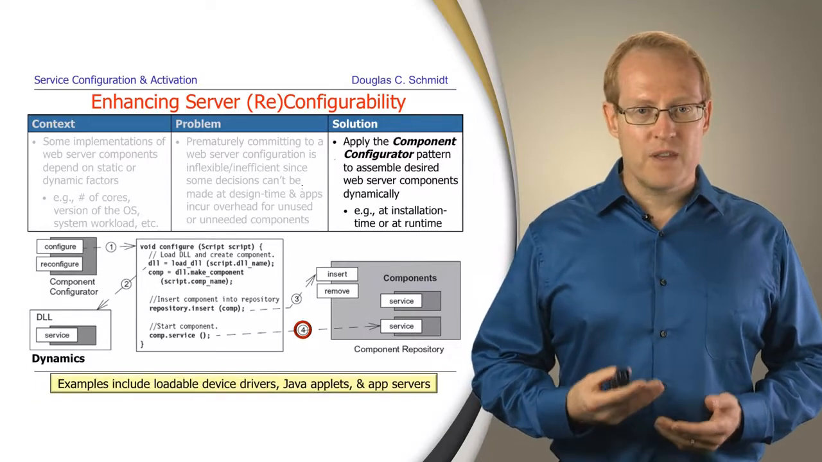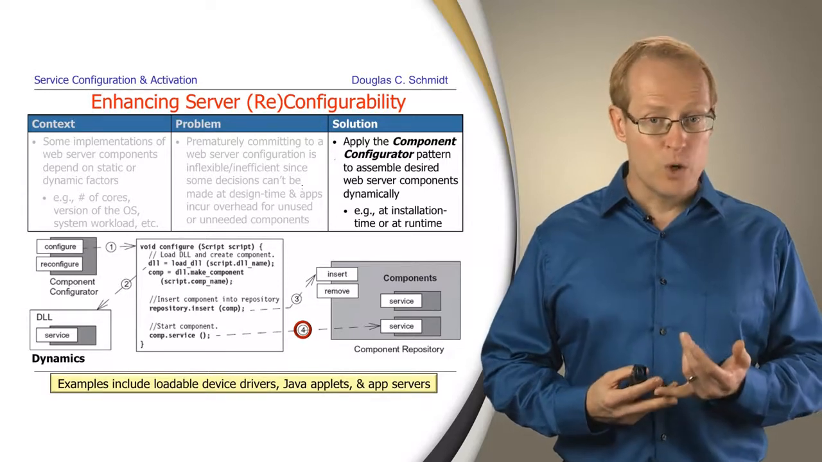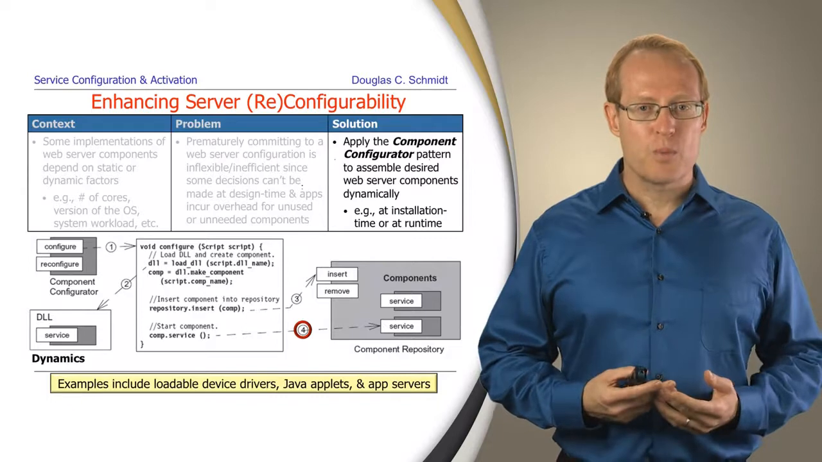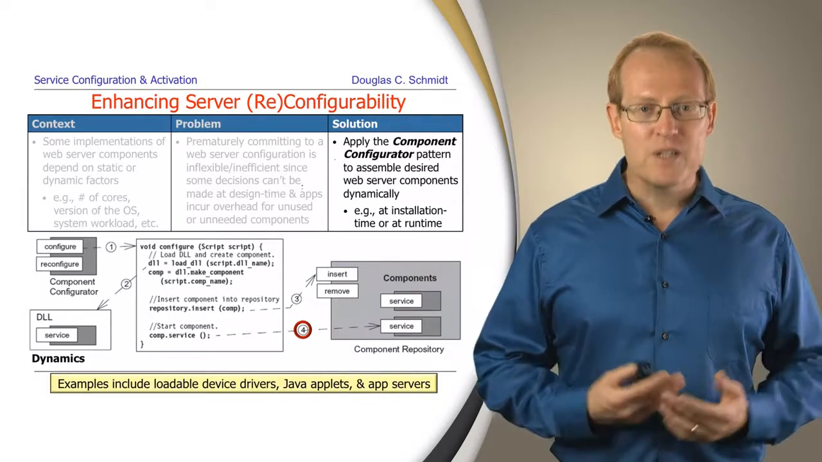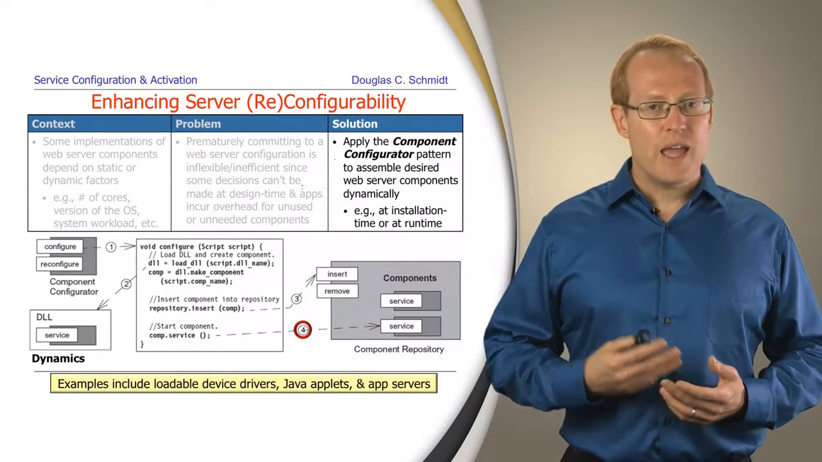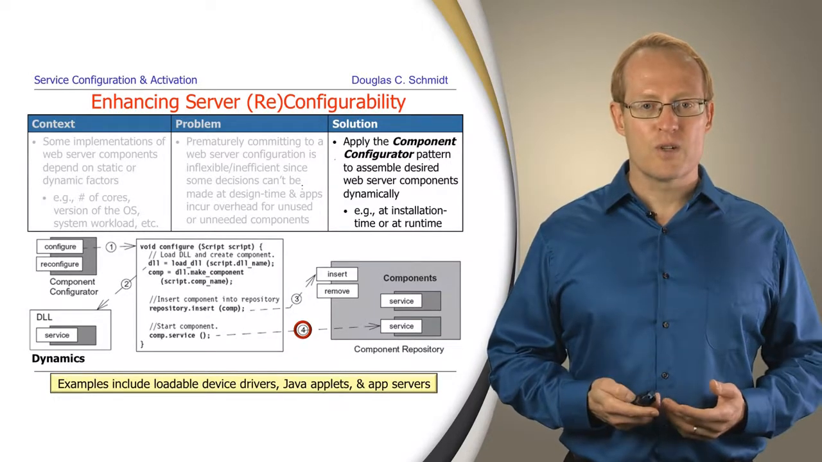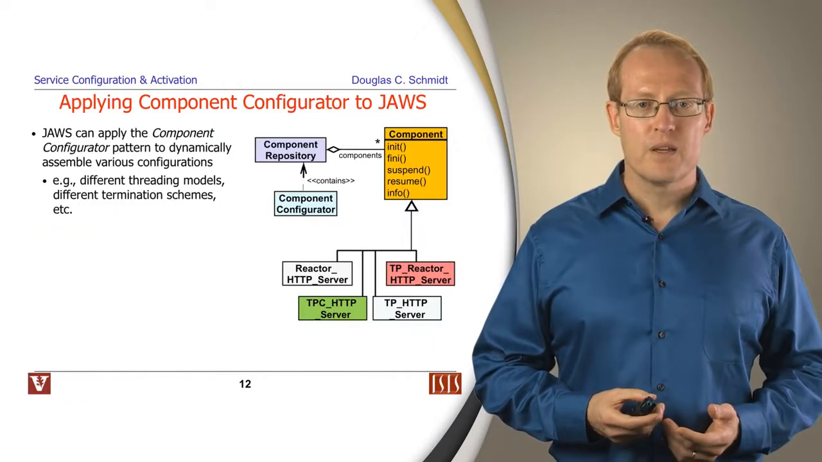Some examples of capabilities that work like this historically have been things like loadable device drivers for protocols, things like transport protocols or device drivers on various kinds of operating systems. Java applets have historically worked this way, as well as the ability to load components into application servers dynamically based on some type of script that's read when they start up.